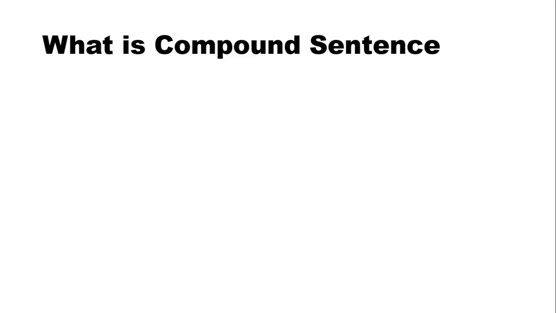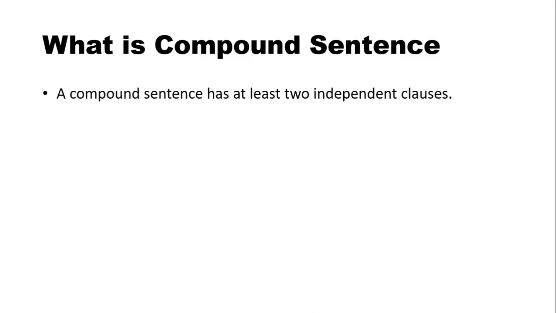So now we will move to compound sentence. What is a compound sentence? A compound sentence has at least two independent clauses. Okay, in a compound sentence we will get at least two independent clauses. So can we remember what an independent clause is? Yes, an independent clause can express its meaning without taking any other clause's help. This is complete in itself.